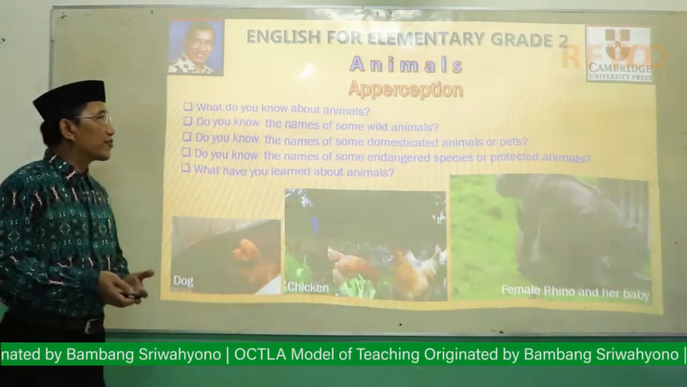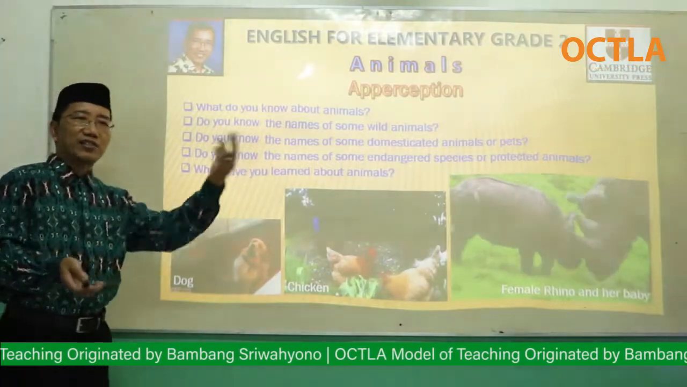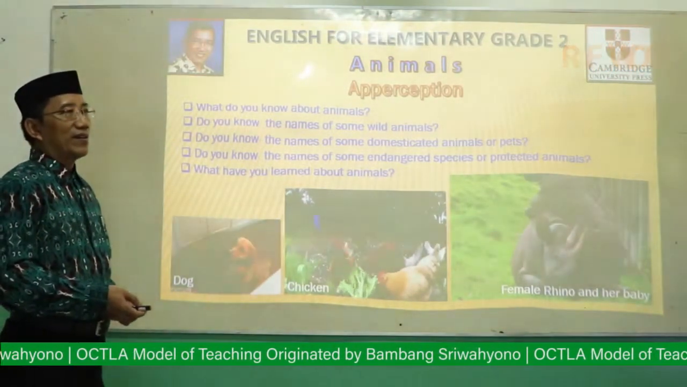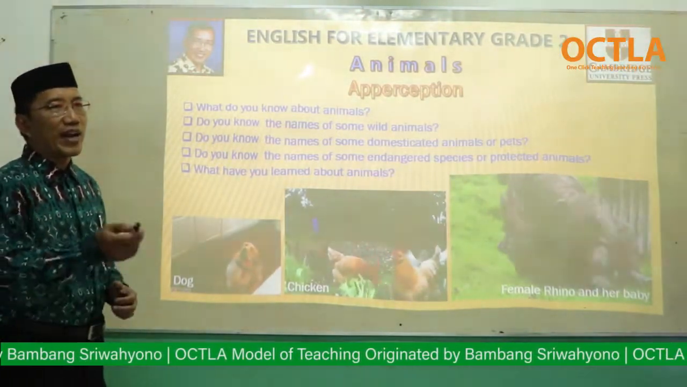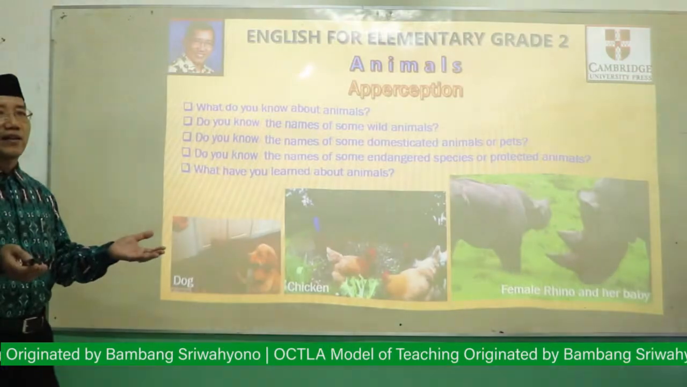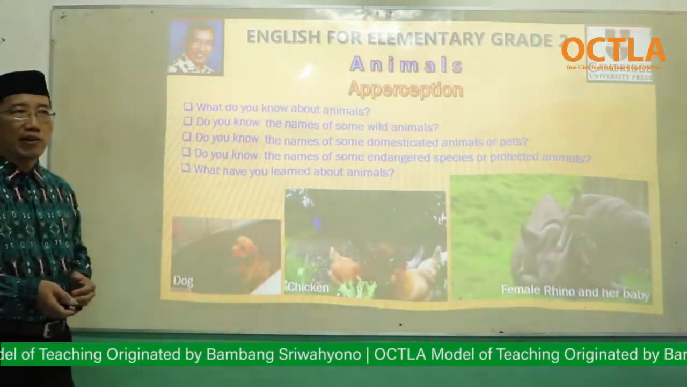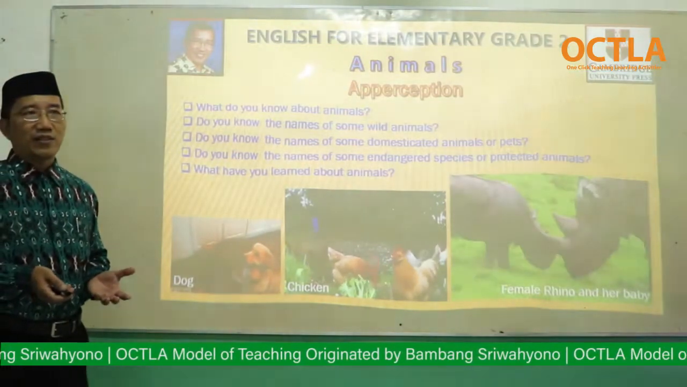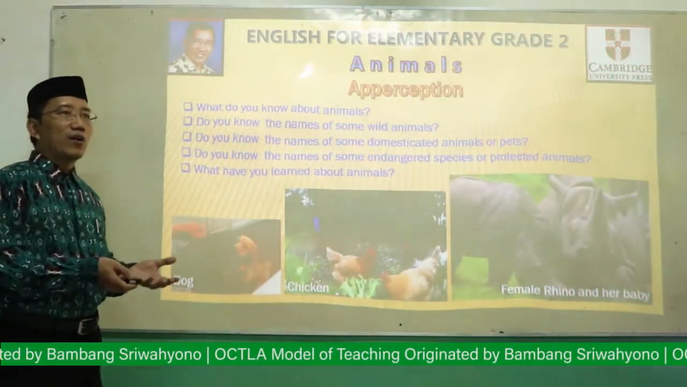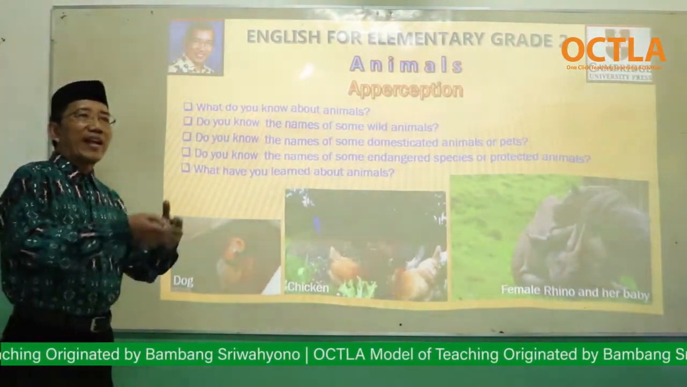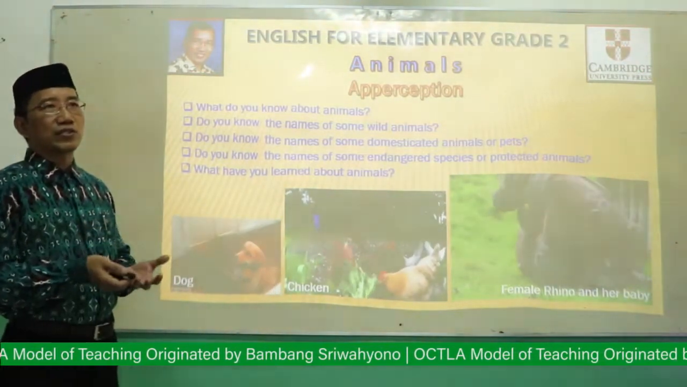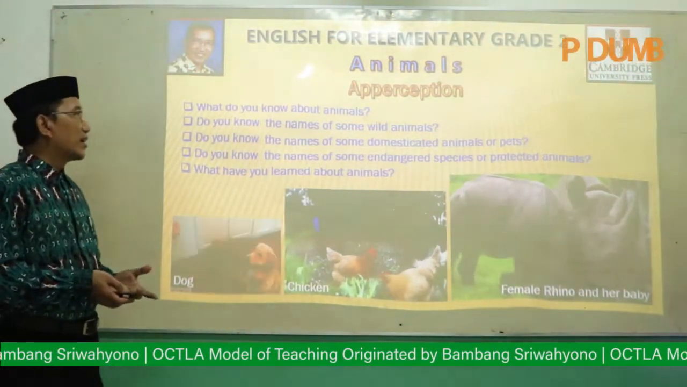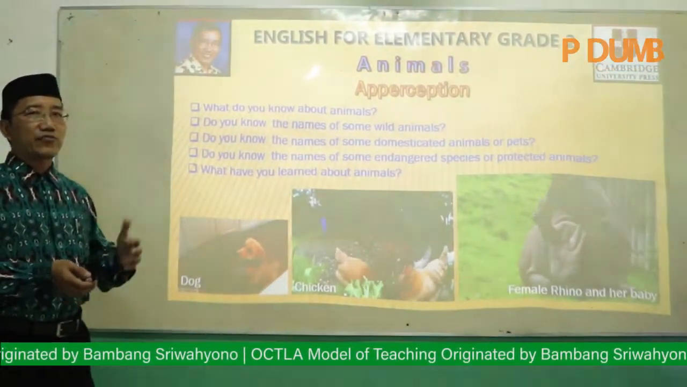Do you know the names of some wild animals? And our students answer, well, sir, I know. Tiger is one animal. Okay, good. Well, polar bear is also one animal. Great, and so on. After the students answer every kind of wild animals that they know, next question, for example, do you know the names of some domesticated animals or pets? Domesticated animals were firstly wild animals. And then we make them tame, and they are called domesticated. And the students give many kinds of answers related to the domesticated animals, maybe as farm animals or pets.